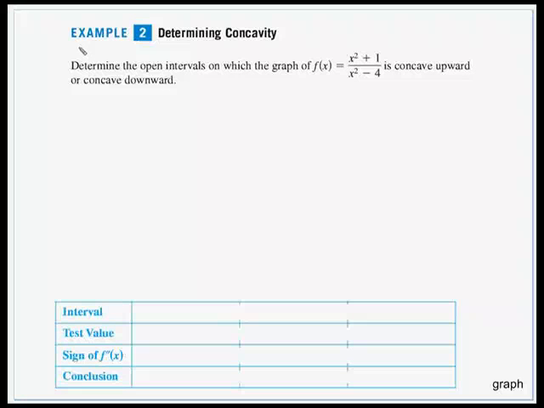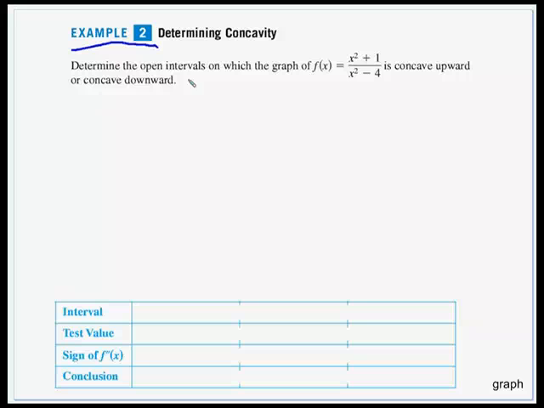Alright, let's take a look at example 2 here. Determining concavity. Determine the open intervals on which the graph of this function is concave up or concave down. Now, just like the last one, we want to take the second derivative and figure out where it is equal to 0 or where it is undefined.